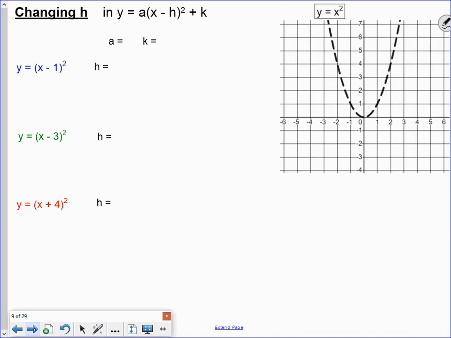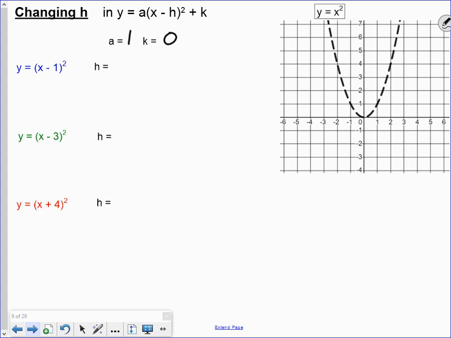Okay. So again, we're going to look at three parabolas here, and we're going to change the h value, or that number that appears inside the brackets with the x each time. And in each one of these, a is going to be equal to 1, and k is going to be equal to 0, because we don't see a number out in front multiplied, so we know a has to be 1, and we don't see a number added or subtracted on the end, so k has to be equal to 0. And again, we're going to compare these to our original graph of y equals x squared.